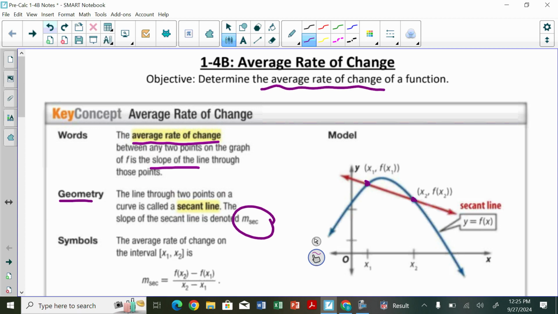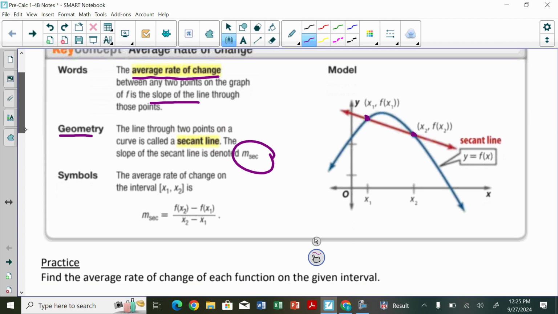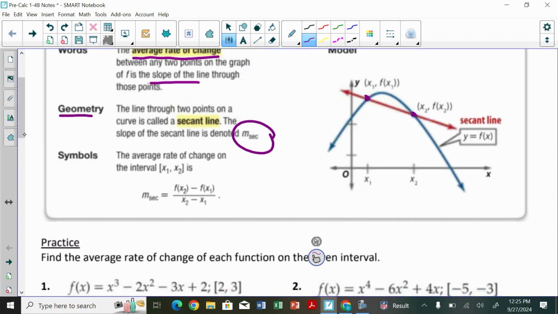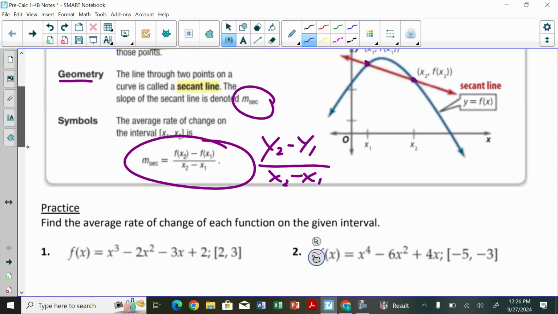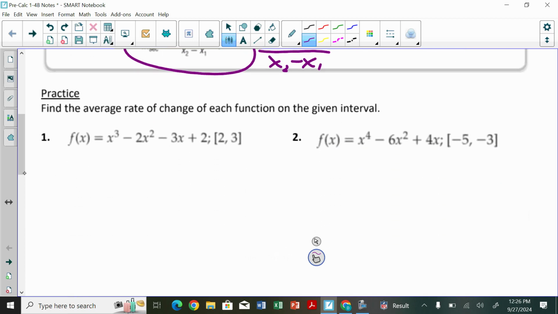The average rate of change is very similar. It's basically the slope formula. Instead of y2 minus y1 over x2 minus x1, we're using f of x2 minus f of x1 over x2 minus x1. So basically, your subtraction of y's over your subtraction of x's. It's a nice little review of the slope formula. So that's it right there. We've seen that before in this form.